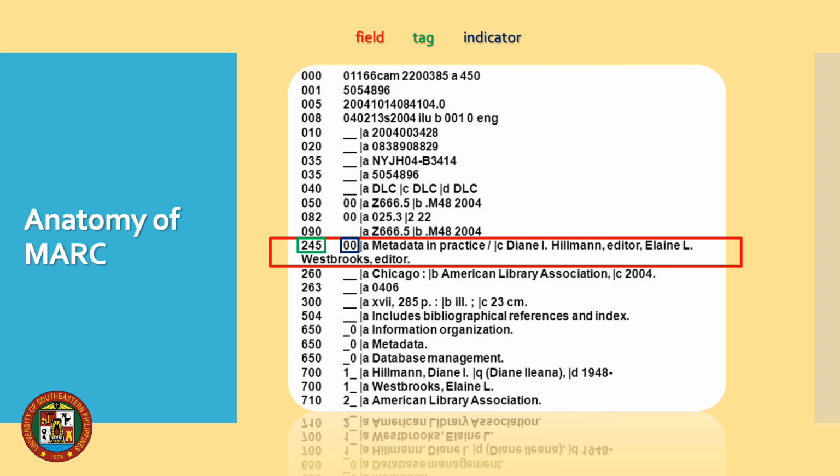The second digit is for non-filing characters. For example, the book title is The Iron Giant. The article "the" is ignored, including the space after it. So if you count T-H-E, that is 3 characters, plus the space, and the computer will index I, which happens to be the 4th character and the first letter of the title Iron.